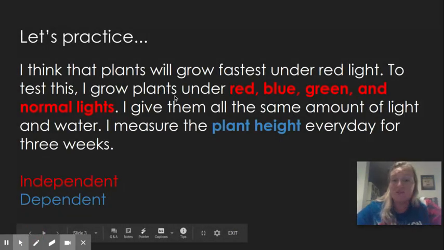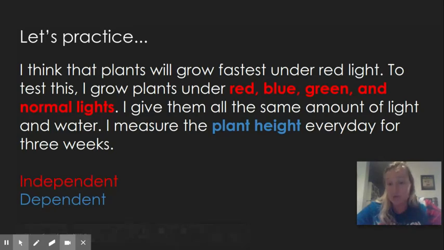So I grow plants under red, blue, green, and normal lights. Here, our experimental groups would be those ones under the different color lights, the red, blue, and green lights. Our control group here would be the plants grown under the normal lights.